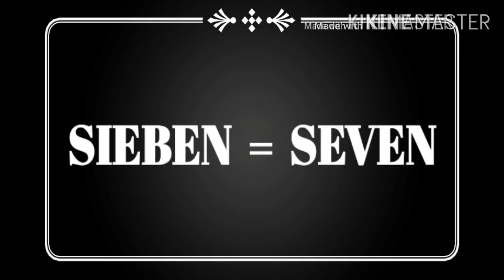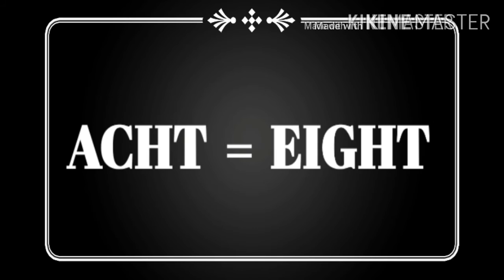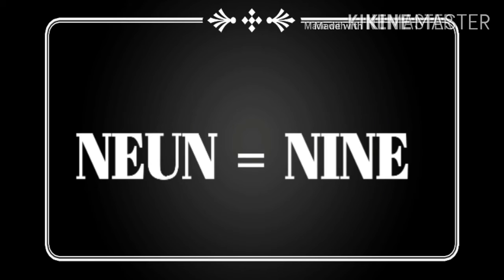SIEBEN is 7 and its pronunciation is Sieben. ACHT is 8 and its pronunciation is Acht. NEUN is 9 and its pronunciation is Neun.